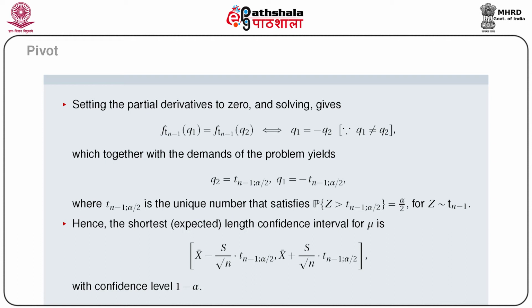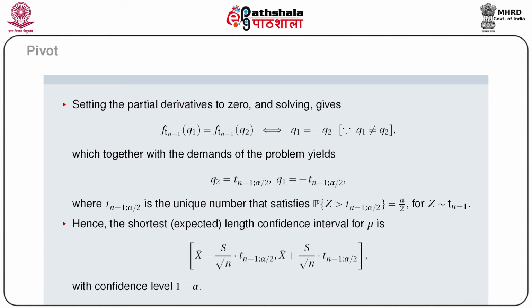Here, the partial derivative of psi with respect to q1 equal to 0 implies minus 1 minus lambda into f(q1) is equal to 0. Here small f represents the PDF of the T(n minus 1) distribution. The partial derivative of psi with respect to q2 equal to 0 implies 1 plus lambda f(q2) is equal to 0. From the two equations we get f(q1) equals f(q2).